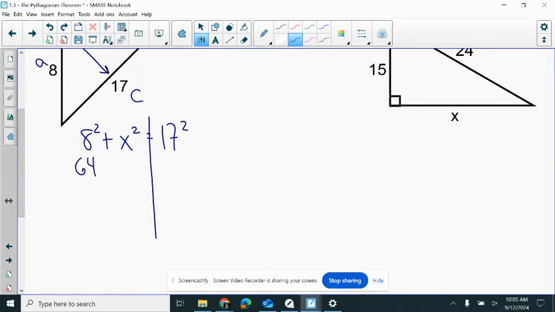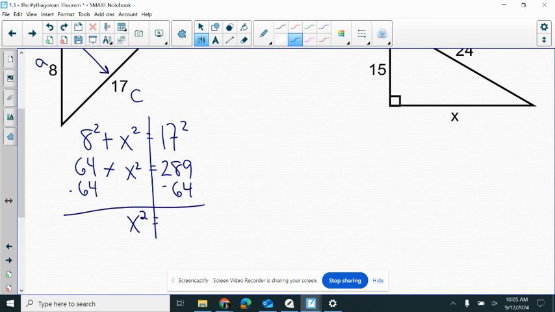So 64 plus x squared equals 289. Now to get the x squared by itself, I have to get rid of the 64, so I'm going to subtract 64 on both sides. So x squared equals 225. And then the last step is the same, where you do the square root, and I get x equals 15.